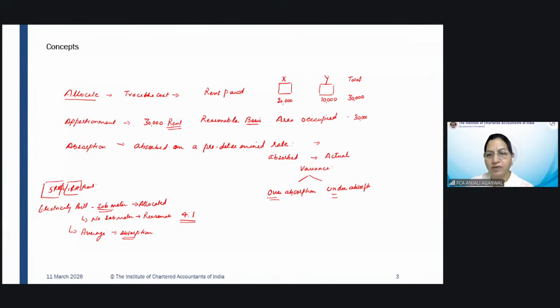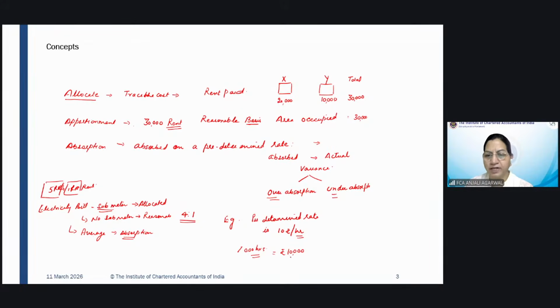When do we say there is overabsorption? So for example, the predetermined rate is 10 rupees per hour, and the work was executed for 1,000 hours. So how much would be the absorbed overheads? 1,000 into 10, rupees 10,000 on the basis of the predetermined rate.